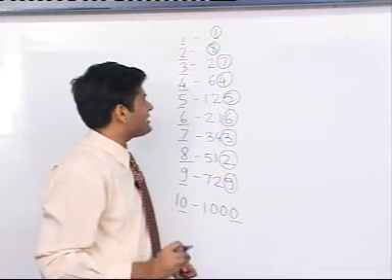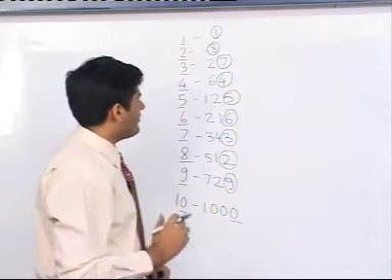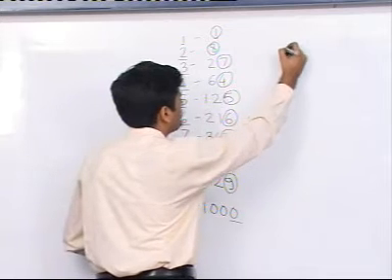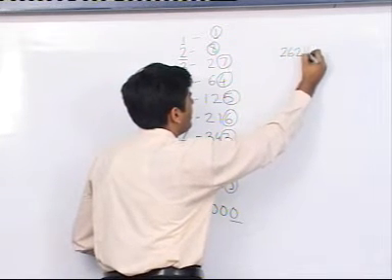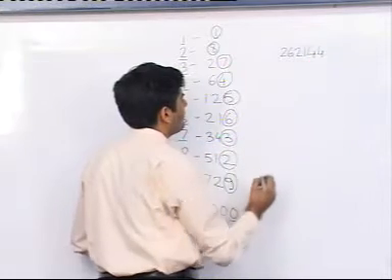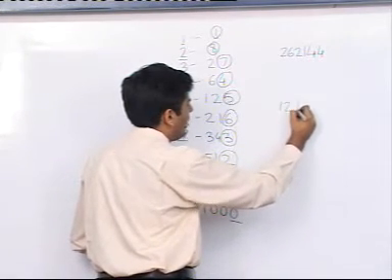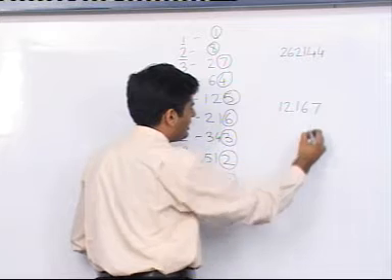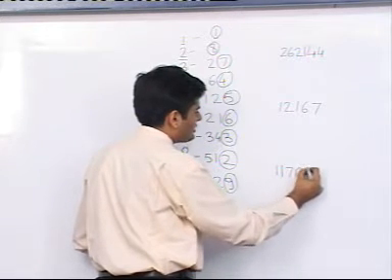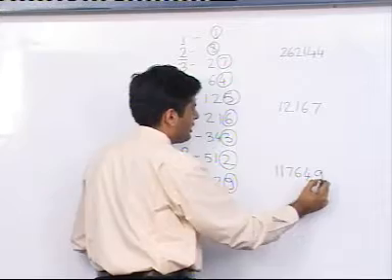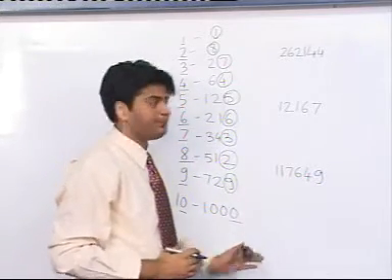Now we will take examples of 3 cubes and we will find out their answer. We will take difficult numbers. Suppose you want to find the cube root of say 262144. Next we will take 121667. Last we will take 117649. We are going to find the cube roots of these 3 numbers.